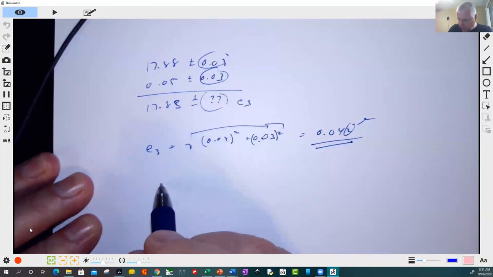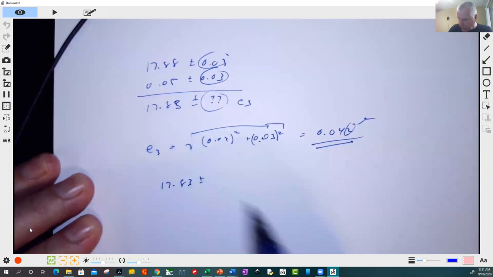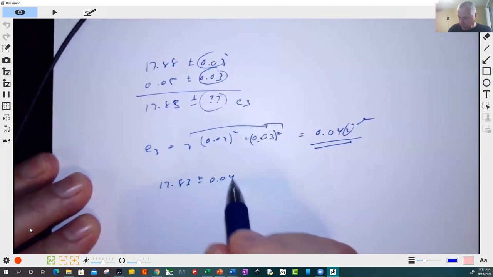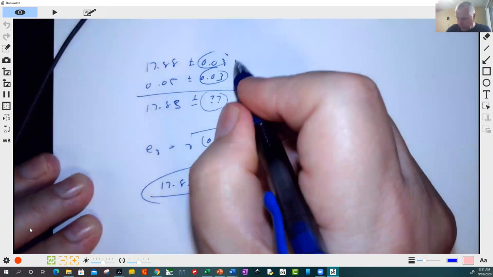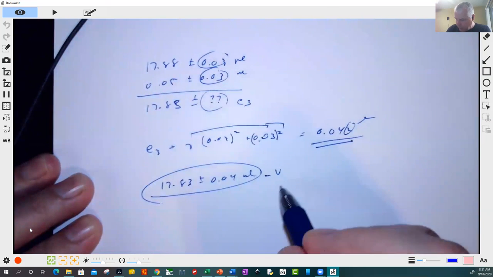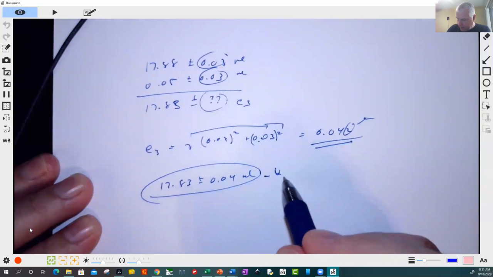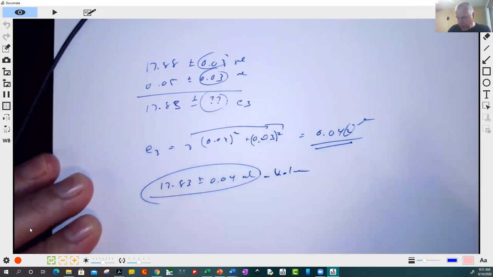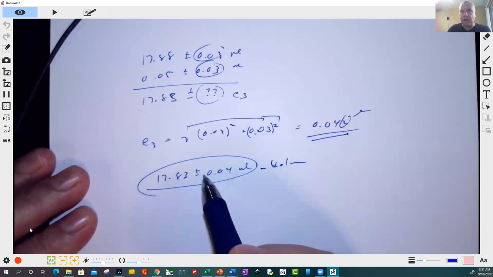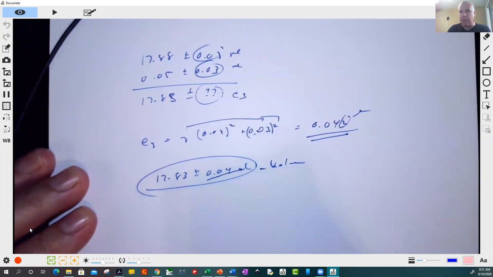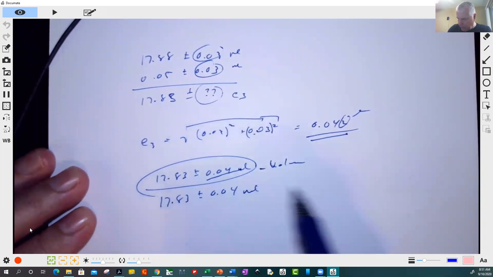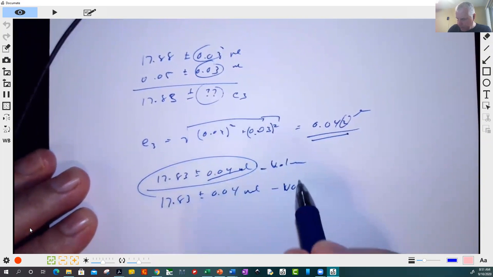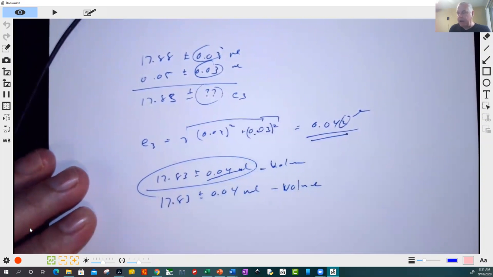I'm going to say that the answer is 17.83 plus or minus 0.04. This will have units of milliliters. This volume here is our final answer, and it can be used in other things because we have a legitimate error interval on it. So 17.83 plus or minus 0.04 mLs.